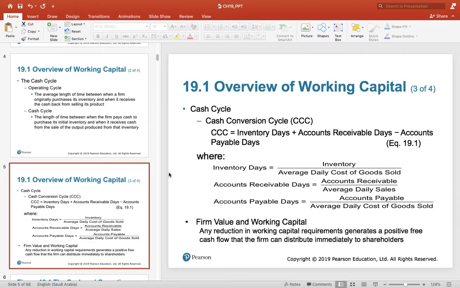So the cash conversion cycle is the time between when money went out of your pocket and when money comes back into your pocket. The time taken is known as the cash conversion cycle. It is how many days cash is tied up in inventory, that is inventory days, plus how many days cash is tied up in receivables, minus how many days you have not paid your payables. Minus payable days gives you the cash conversion cycle.